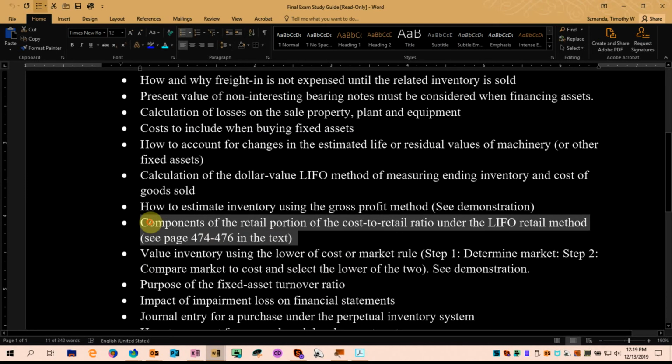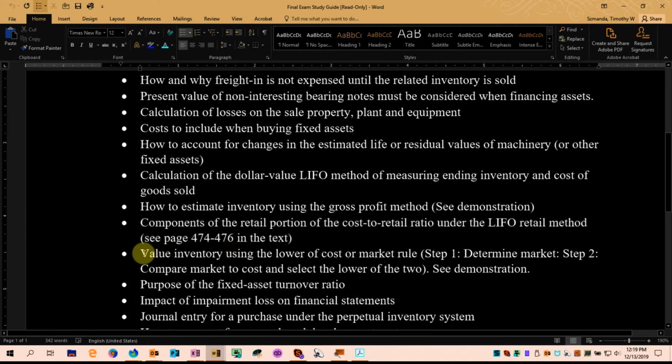I would also know the components of the retail portion of the cost to retail ratio under the LIFO retail method. So for this, you'd want to refer to page 474 to 476 in the text, and this will show you, based on the choices you're given in the exam question, which of these components are included in the cost to retail ratio calculation and which are not.